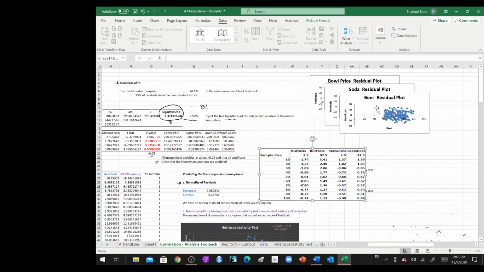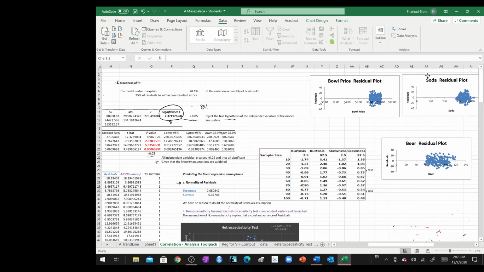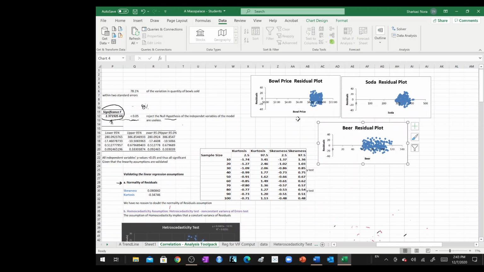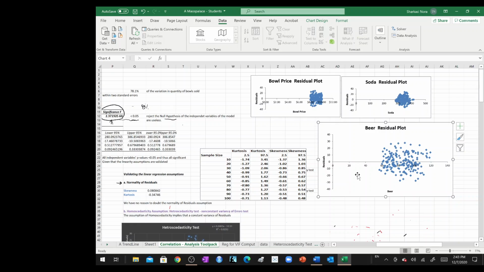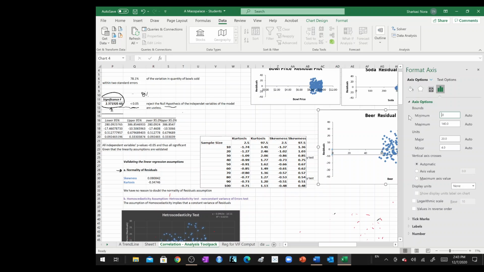So the residuals are all normally distributed. Also, along with this investigation, we can depict it visually. Over here, we can take a look at the different residuals distributions. I'm going to do it for one of them. For example, I can format the axes in such a way that it starts with 40, so we can see the distribution much better.